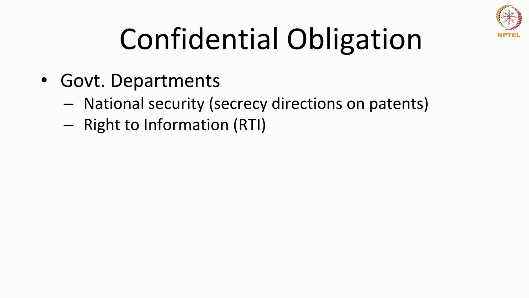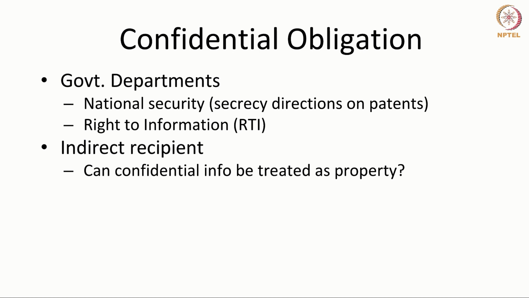Government departments can also be bound by confidential obligation. There can be confidential obligation between the employees and the department. Now, there are instances where national security will require some amount of secrecy to be maintained. The patent law has certain secrecy directions that can be issued on patents, but the citizen also has a right to get information from the government. So this has to be kept in mind, that the confidential obligation between government departments is subject to the right of information of the citizen. So RTI can be taken for information that the citizen is normally allowed to know.